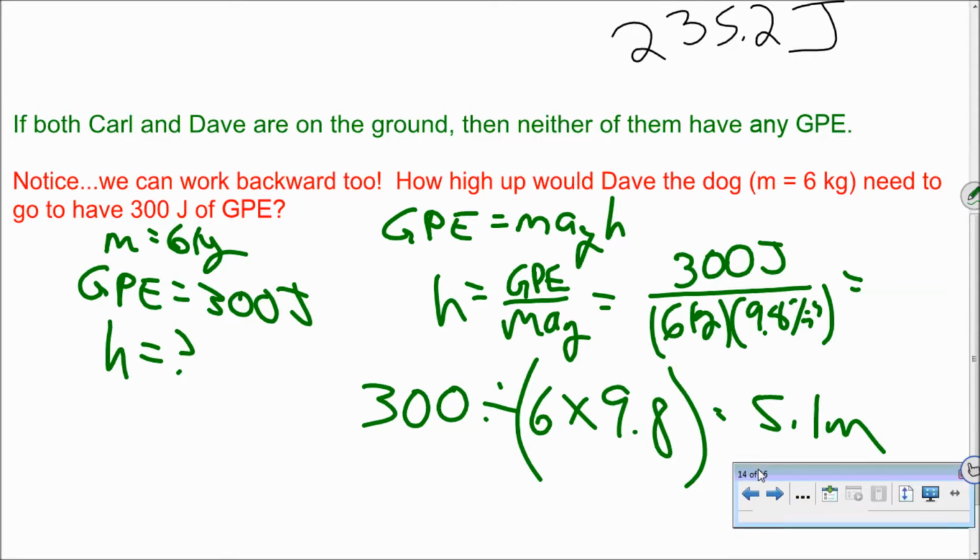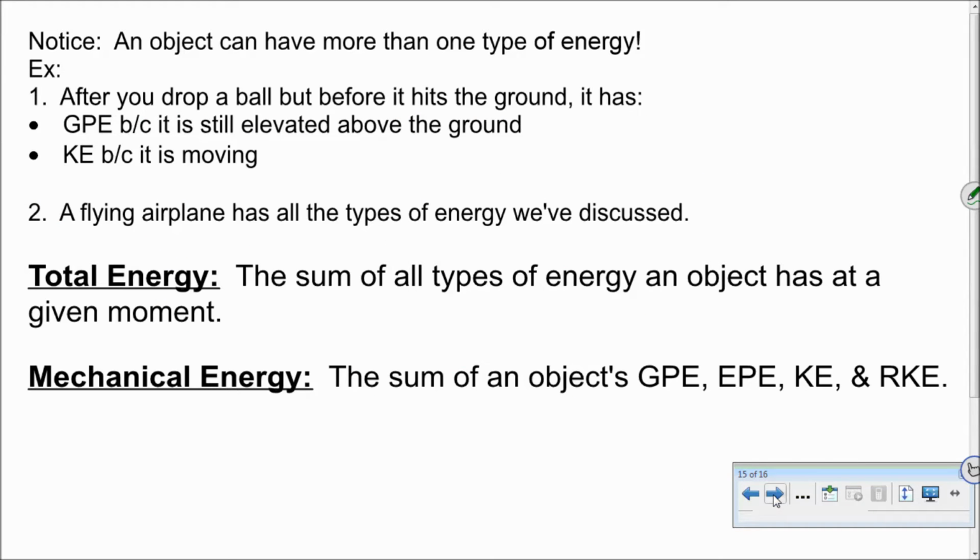All right, last thing. I don't even think we need to write anything else to do this last slide. Please notice, this is huge, you guys. An object can have more than one type of energy at a time.